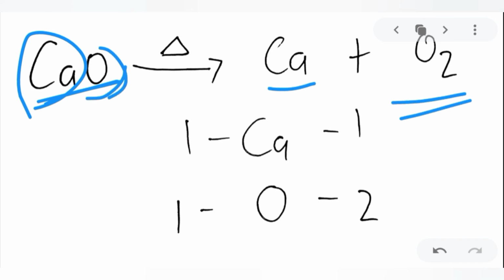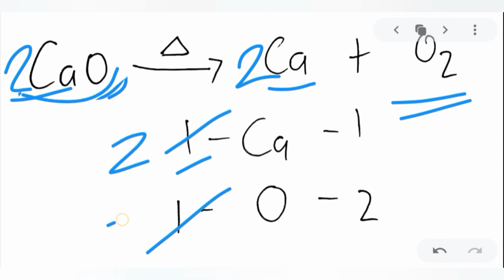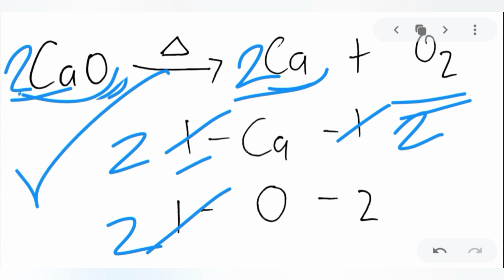So let us check if this is already a balanced equation. We have here 1 piece of calcium, 1 piece of oxygen. On the product side here, we have 1 piece of calcium and then 2 pieces of oxygen. So as you can see, this is not a balanced equation. To balance this one, I guess we have to add 2 on the coefficient here and then 2 here as well. So let us check: 2 pieces of calcium and then 2 pieces of oxygen. On the product side, we have now 2 pieces of calcium and then 2 pieces of oxygen here. So therefore, this equation is already balanced.